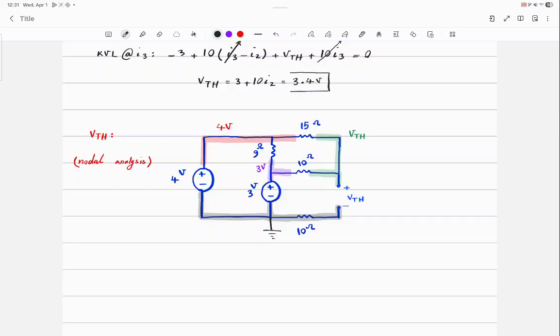Okay, so what should I do now? Write KCL at the only unknown node, VTH. So start with who? Can you start? Yeah. VTH minus 4 over 15. Plus, next. VTH minus 3 over 10.